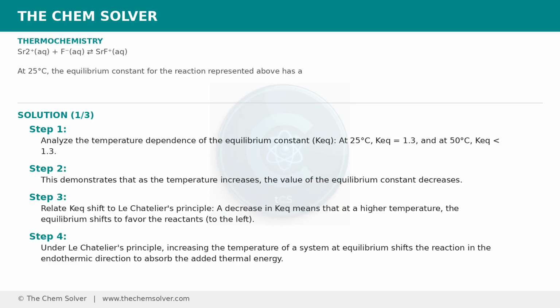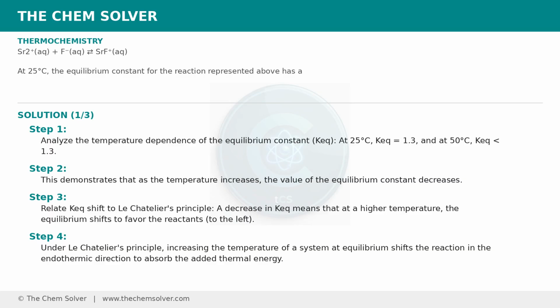Analyze the temperature dependence of the equilibrium constant, KEQ. At 25 degrees Celsius, KEQ equals 1.3, and at 50 degrees Celsius, KEQ is less than 1.3. This demonstrates that as the temperature increases, the value of the equilibrium constant decreases.